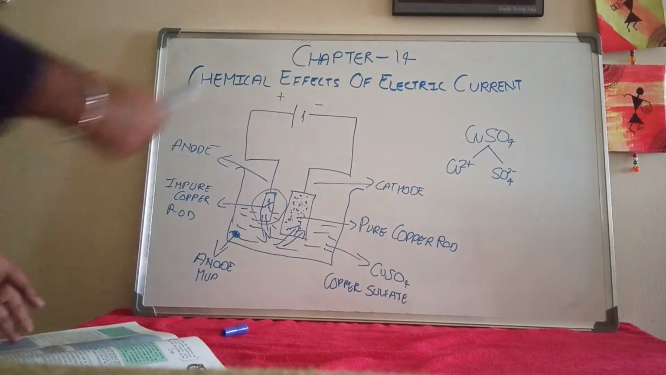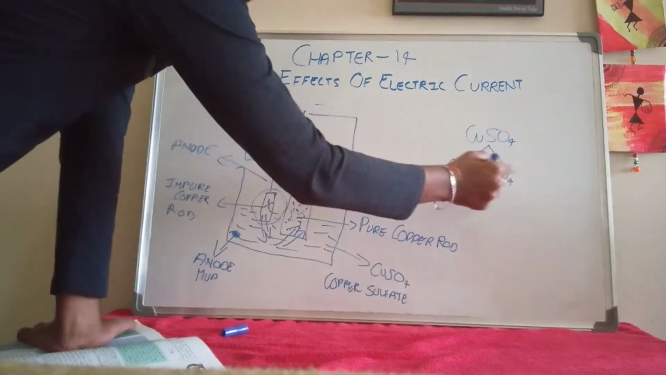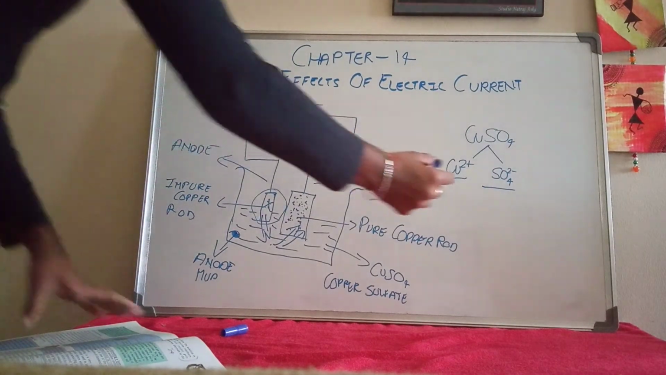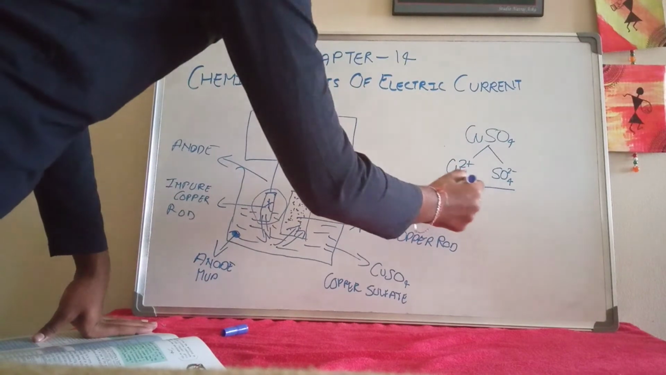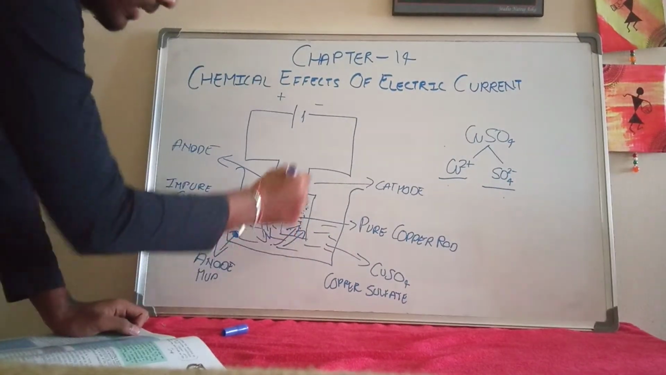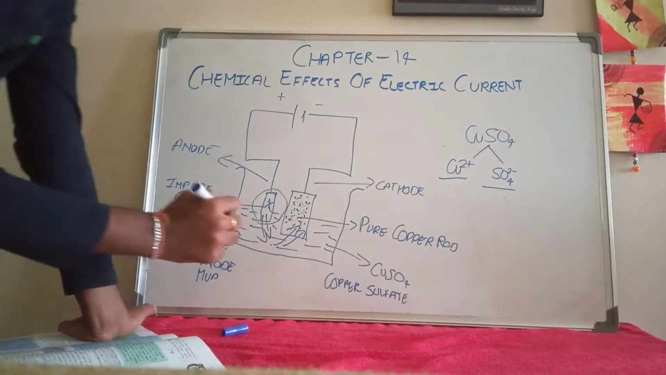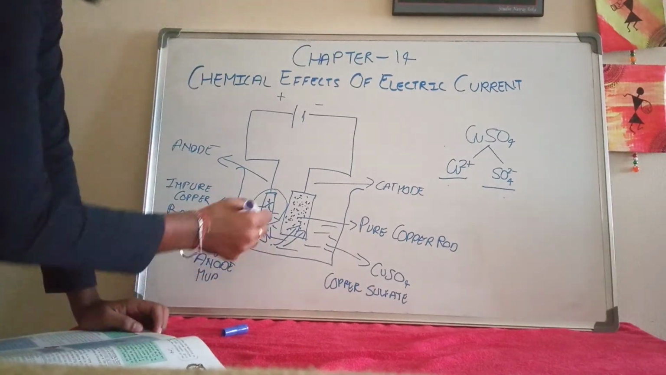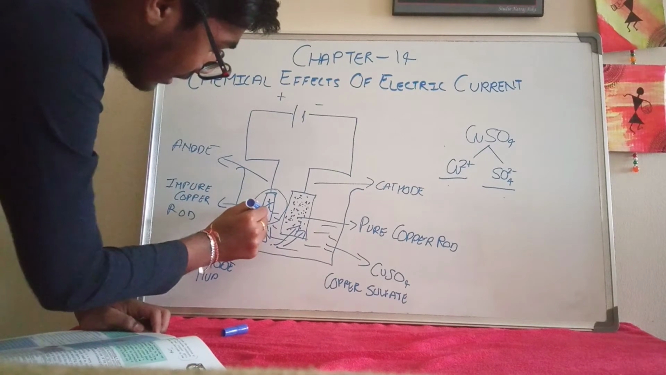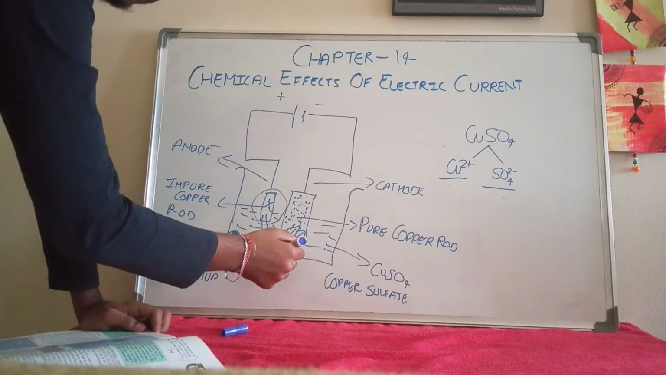So the process is that electricity passes through copper sulfate. Copper sulfate breaks into Cu2+ and SO4 2-. That means ions. This is the cation, this is the anion. The cation, that's the metal copper, goes to the cathode, the negative terminal, and gets deposited on this plate. So SO4 is here. Now there is no copper left in the liquid. Only SO4 is there. So some copper from this rod goes to the liquid.